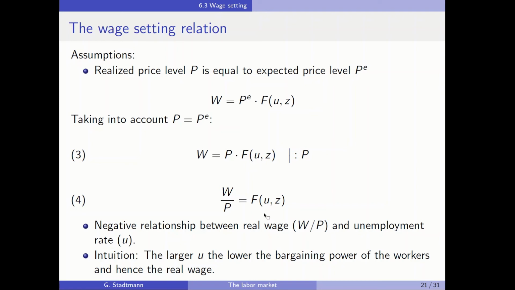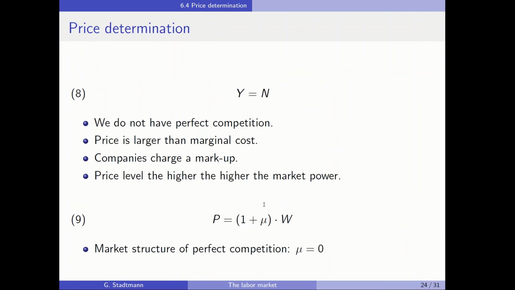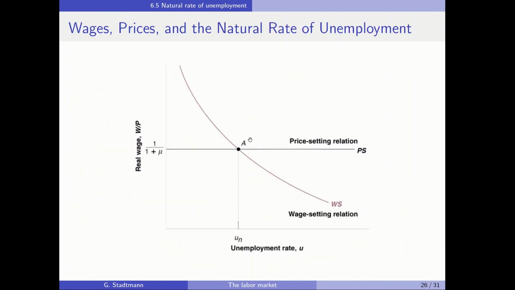Due to the fact that there is a negative relationship between the real wage and the unemployment rate, the wage setting relationship is downward sloping in this diagram. There is a negative relationship between the real wage and the unemployment rate. In case the unemployment rate is high, the real wage is low. And in case the unemployment rate is low, the real wage will be high.